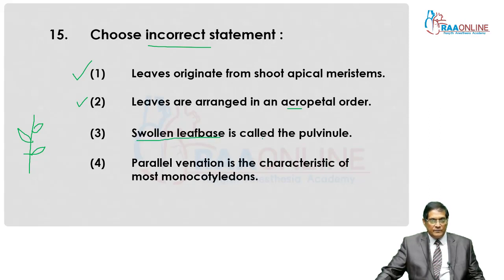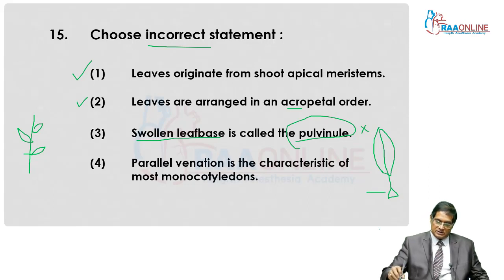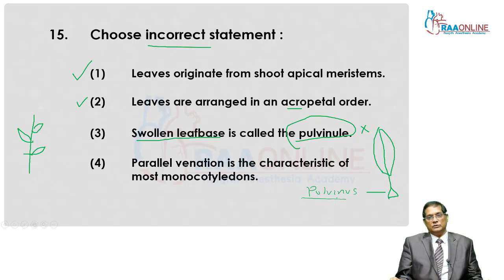Then, swollen leaf base is known as pulvinule. This is wrong. If the leaf base is swollen, it is called pulvinus. For example, this is the main leaf and this is the petiole, and the basal portion of the petiole you see is swollen. This is pulvinus. So swollen leaf base is called pulvinus, not pulvinule.